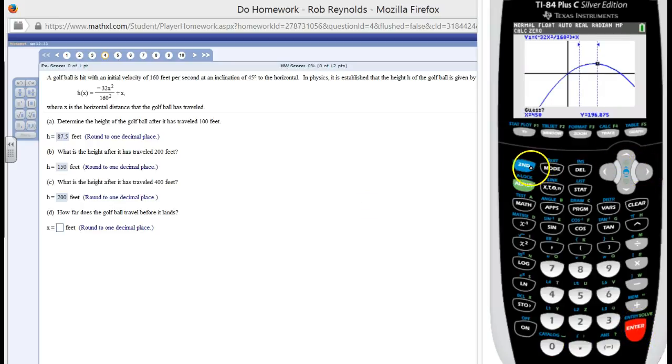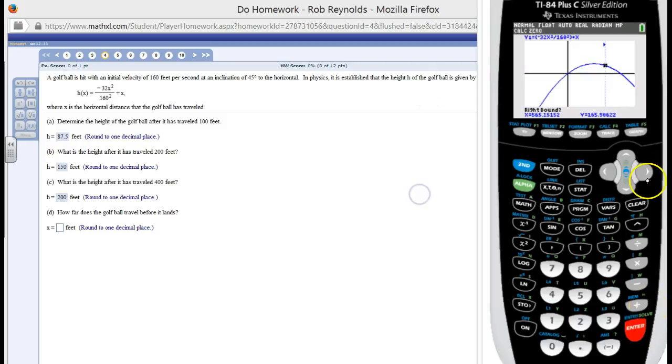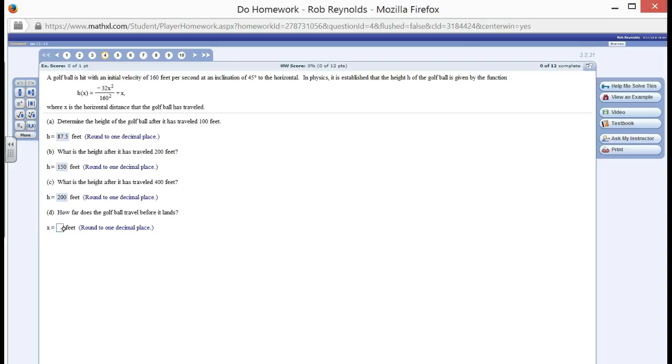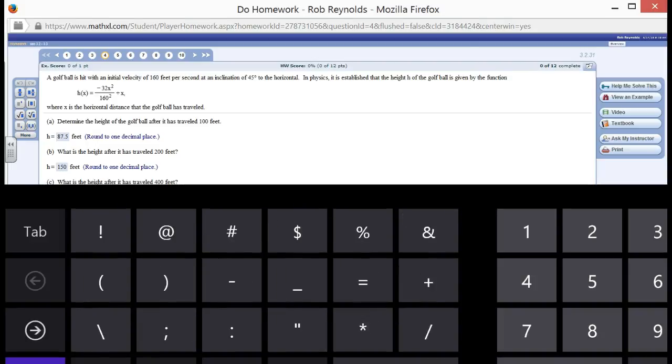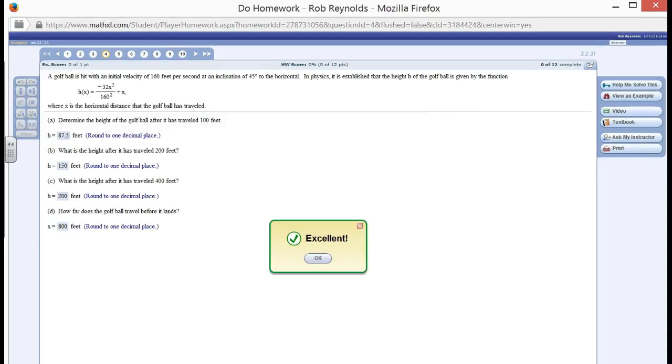So I'll try again. Second calculate the zero. That's way out there. So guessing to the left, I'll guess here. Guessing to the right, I'll just scroll over there because I'm not really sure what my window screen is. And come back and guess on. And it looks like X is 800. So I'll try the 800. And that also looks pretty good.